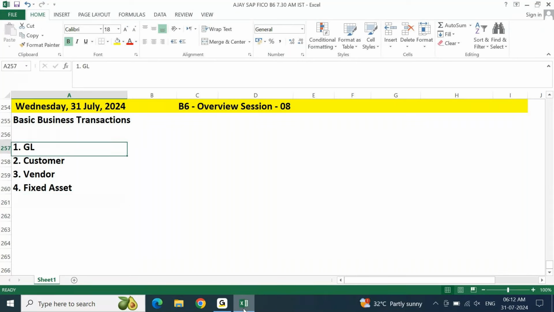Now, when you start this, first thing you need to make sure is that there is something called GL, customer, vendor, fixed asset. Now, GL is all about general ledger accounting. Whatever is related to customer, we call it AR, accounts receivable, and vendor is all about your AP, accounts payable.